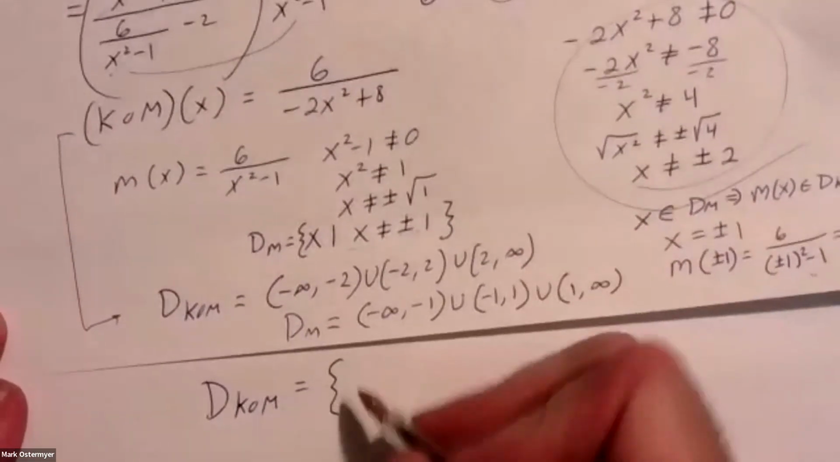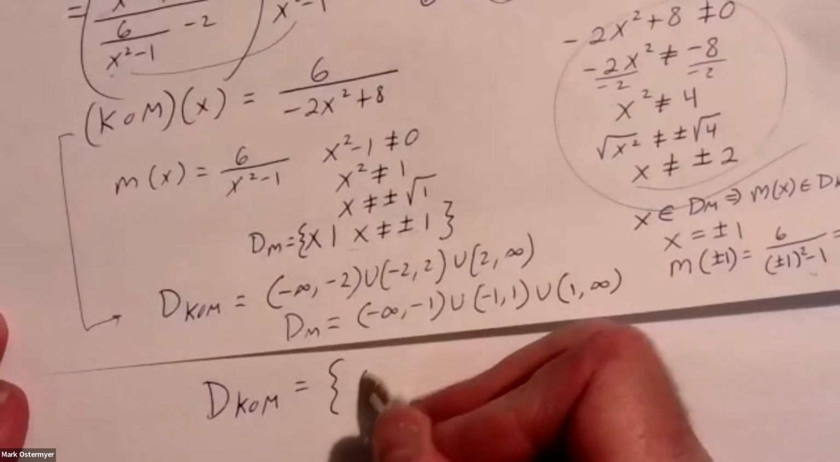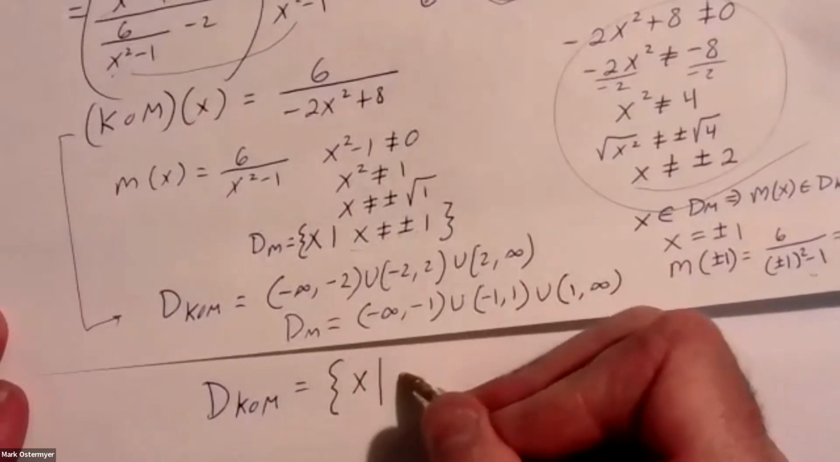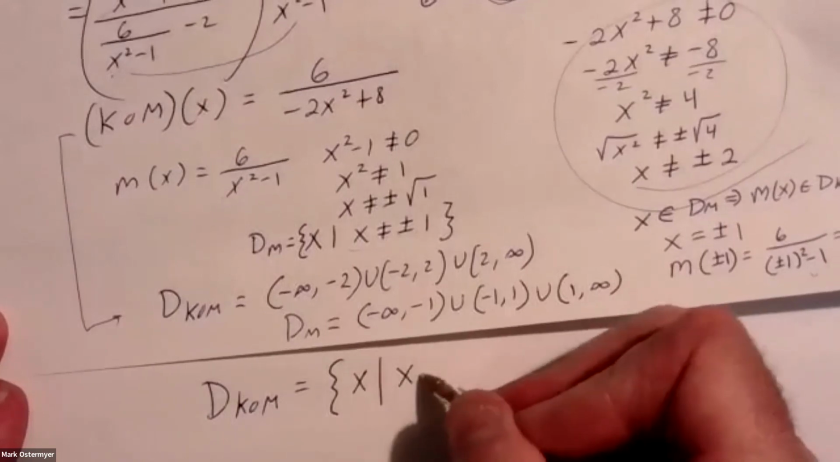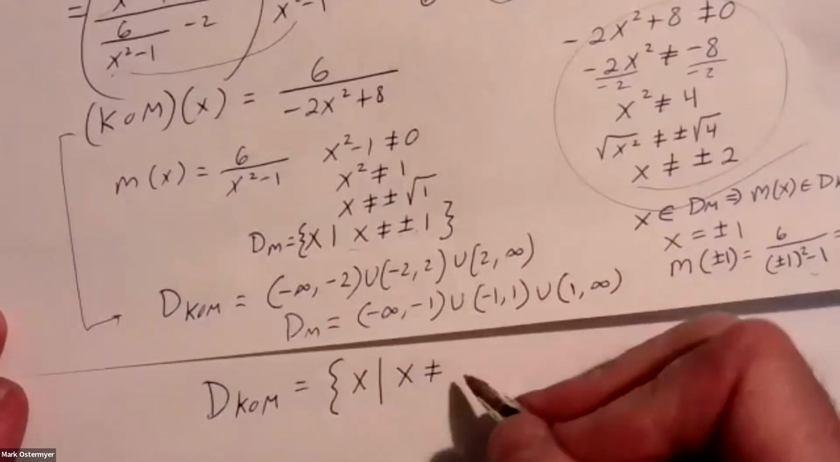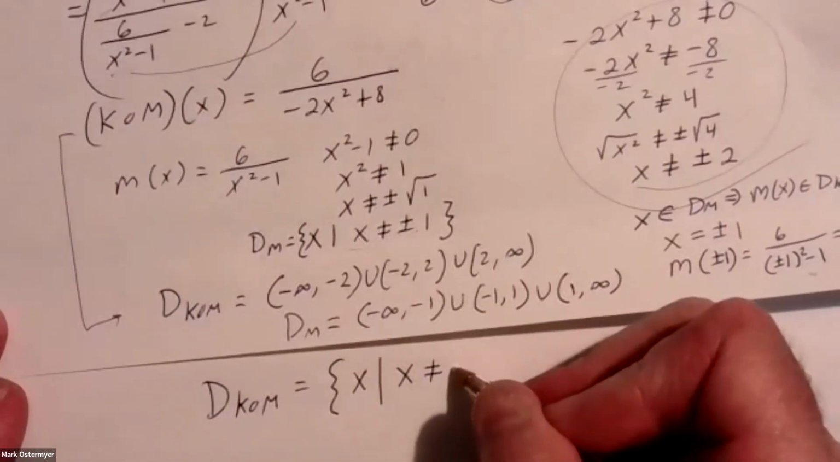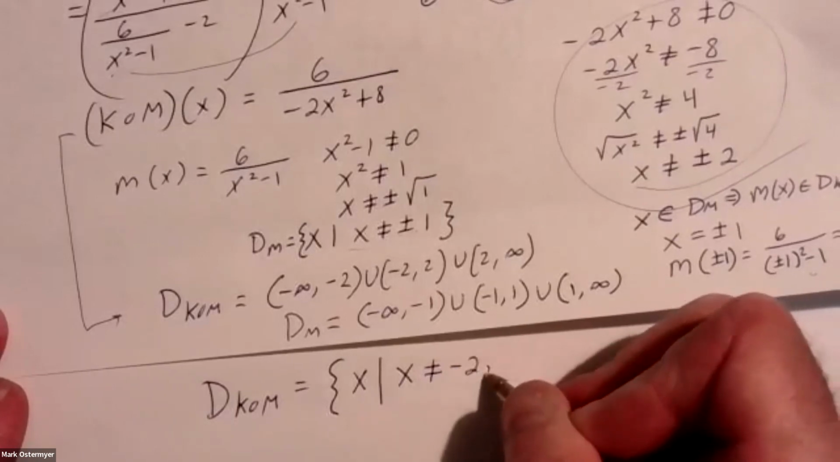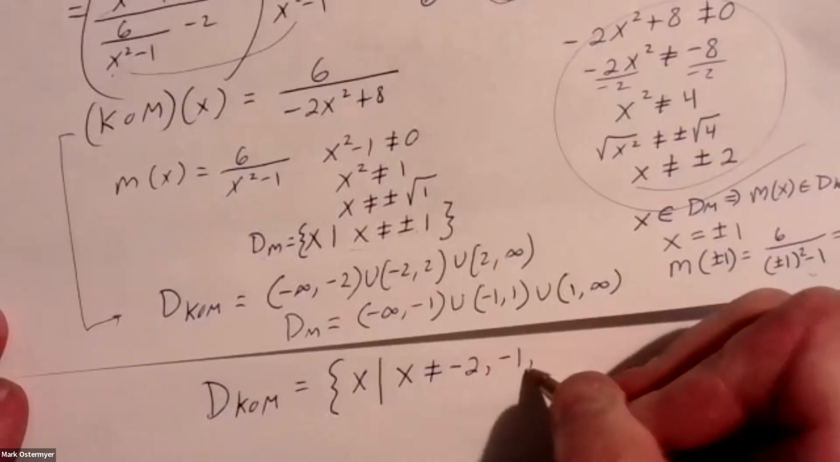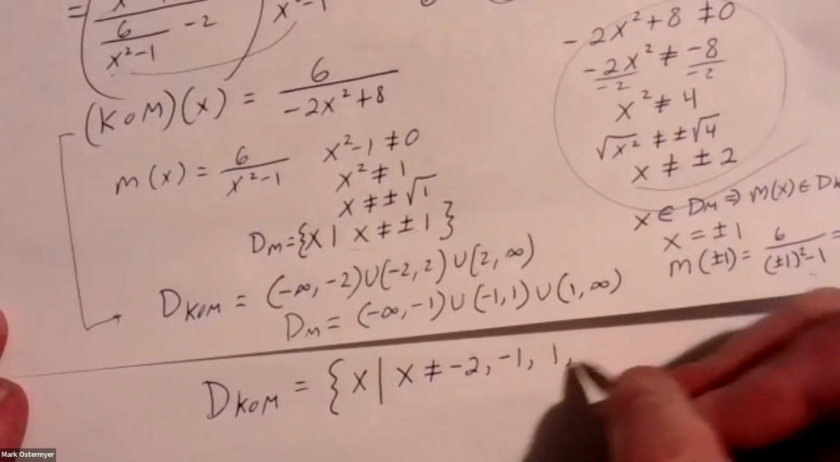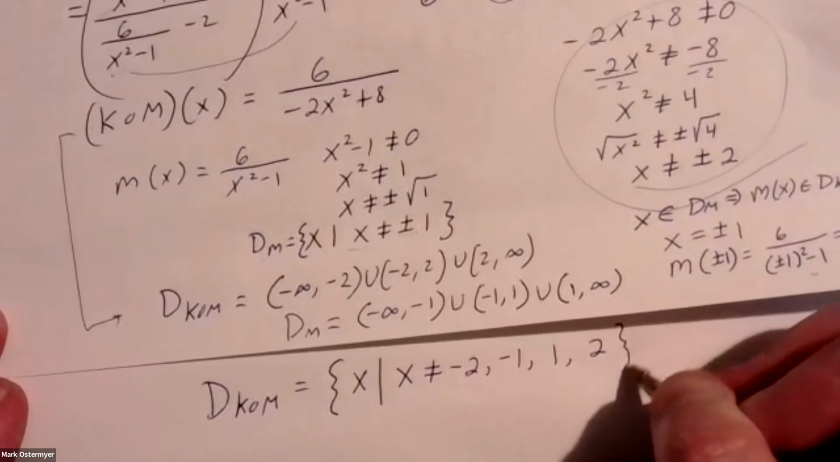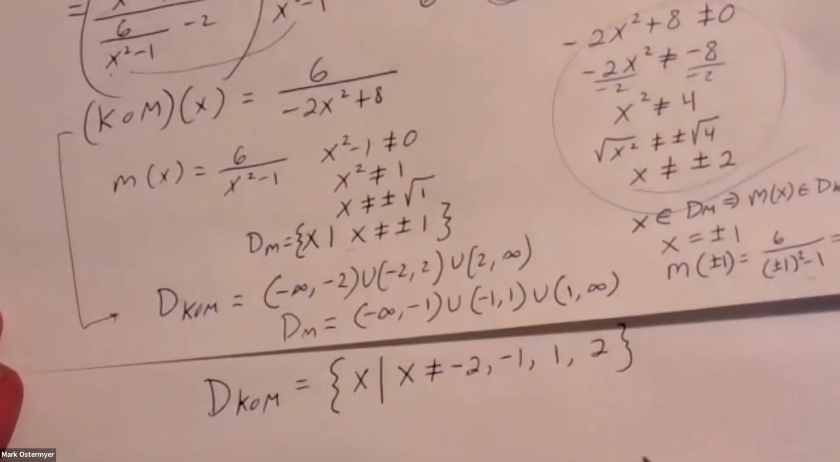Okay. [The domain] can be the set of all real numbers x. This is set notation, such that x cannot be equal to -2, or cannot be equal to -1, or cannot be equal to +1 or +2. That would be one way. That'd be the set builder notational way.